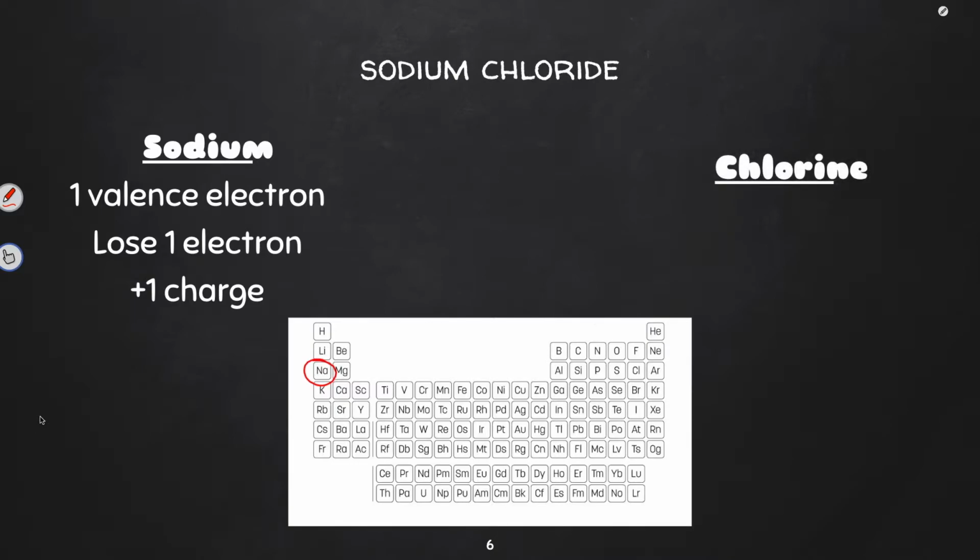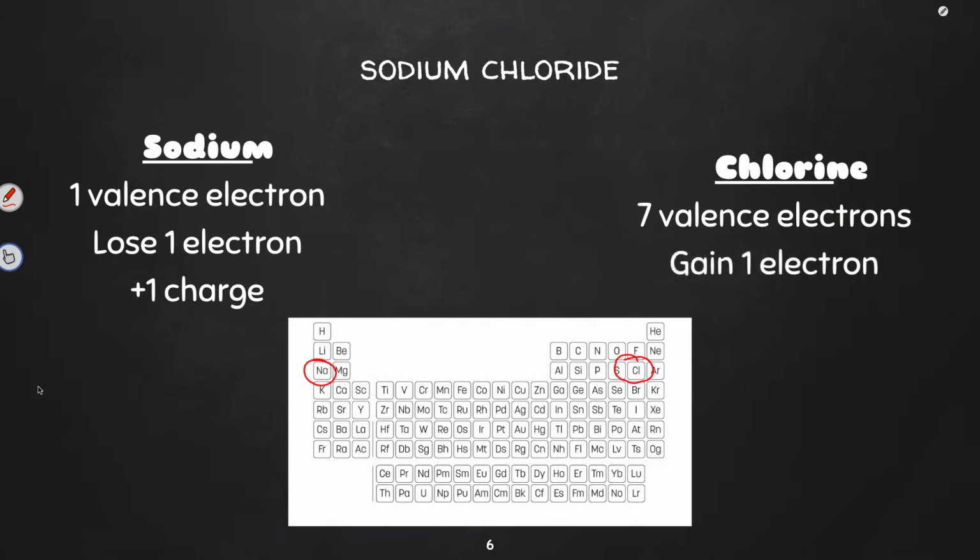Chlorine is found in column 17. That column has 7 valence electrons. Is it going to be easier for chlorine to gain 1 electron or to lose 7? It's going to be easier to gain 1. If we gain 1 negative electron, we're going to have a -1 charge. Let's see what that looks like.